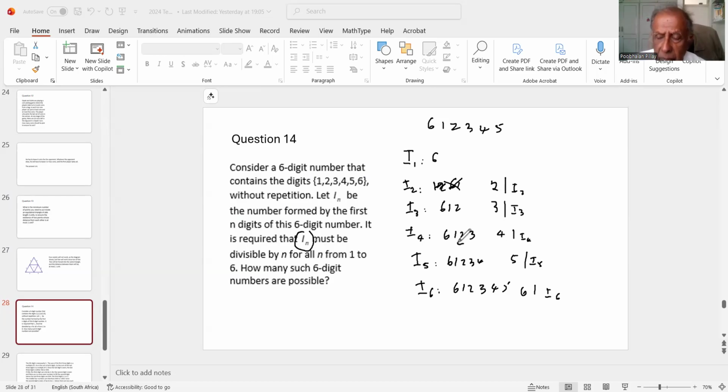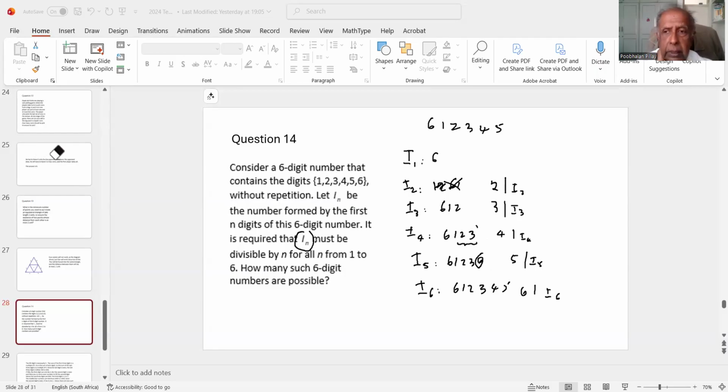Division by 4 means the last 2 digits must be divisible by 4, and this doesn't work. For I5, the last digit must be 5, for 5 to be a factor of that, and here you can see the last digit is not 5. And for I6, you have to have 6 dividing the whole source. So now you need to create a number which satisfies all these conditions.